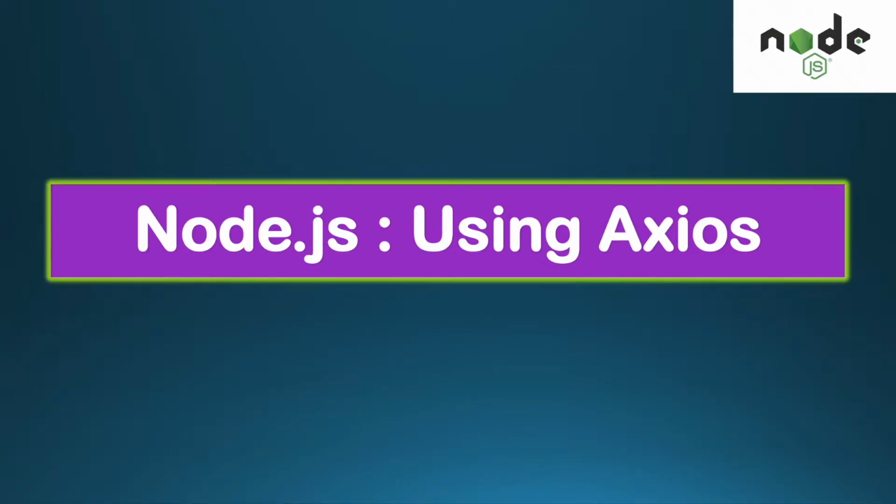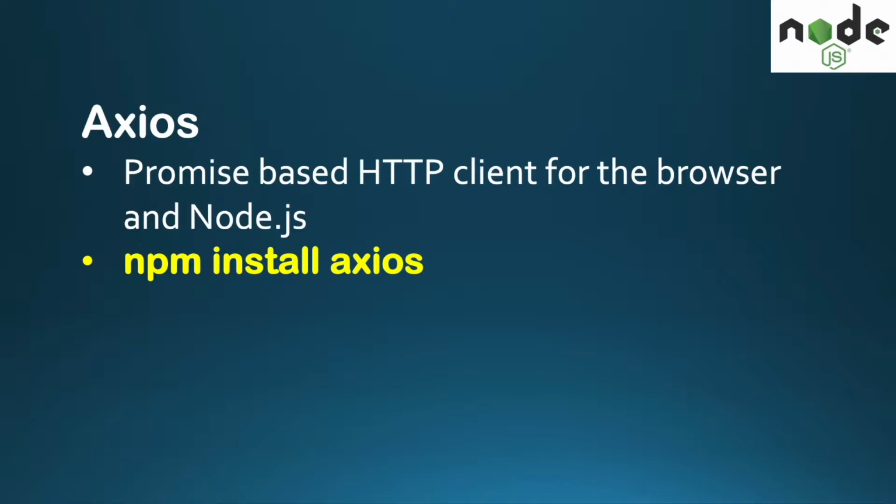In this video, we will learn how to use Axios for making network requests using Node.js. So what is Axios? Axios is a promise-based HTTP client for the browser and Node.js. So if you're writing code in React or Angular or JavaScript, at the browser end, we use Axios as the HTTP client. And we can also use Axios as an HTTP client in Node.js. So in this video, we will learn how to use Axios with Node.js.